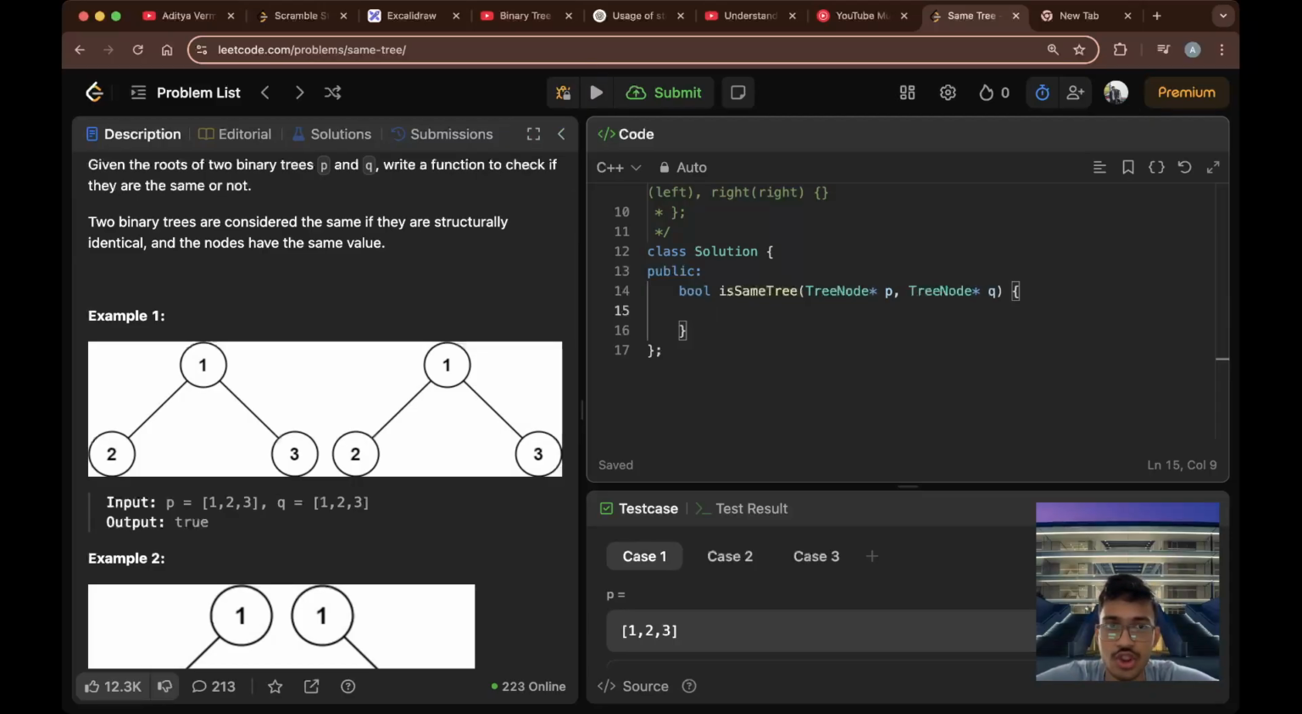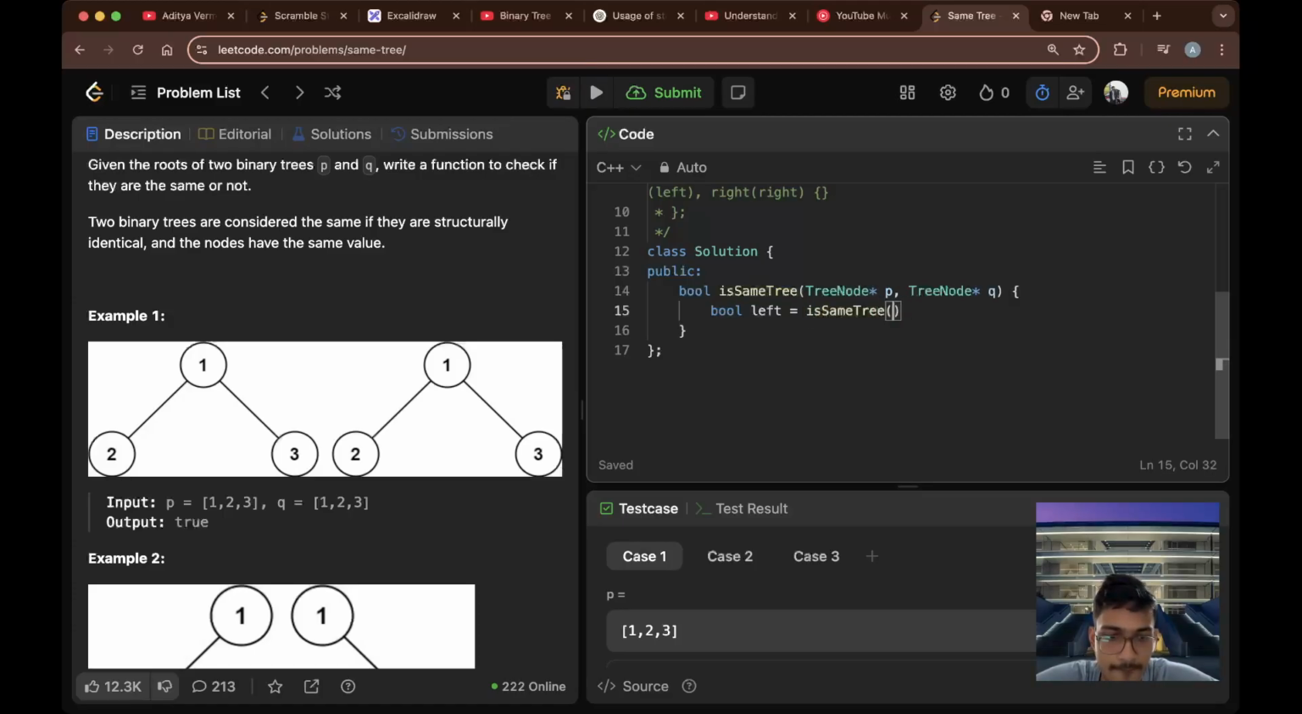Okay, so what we can do is that we have the root. Let us write a bool for the left. Let's say left, is it the same? It would give us isSame, and it would be given by this.